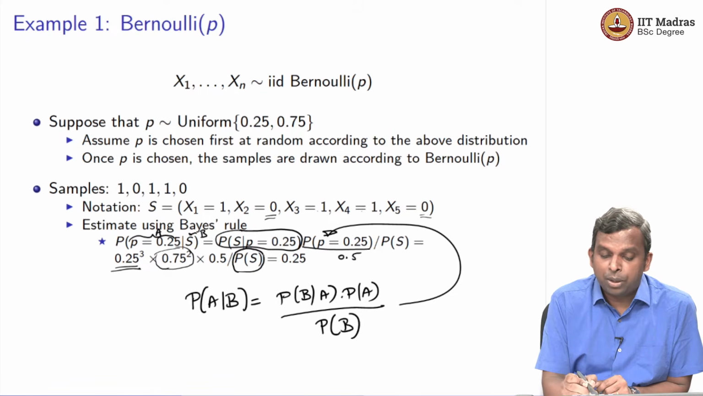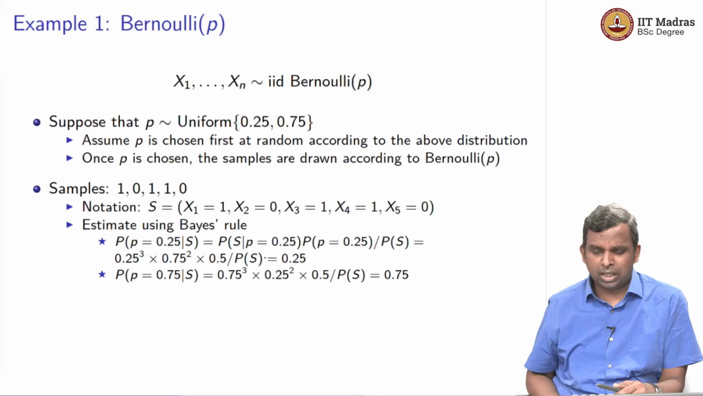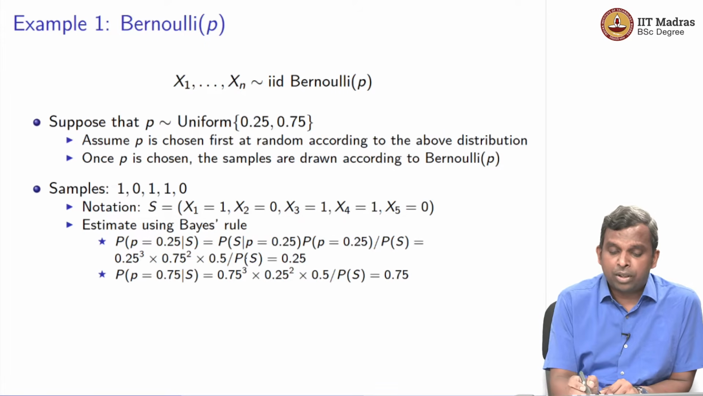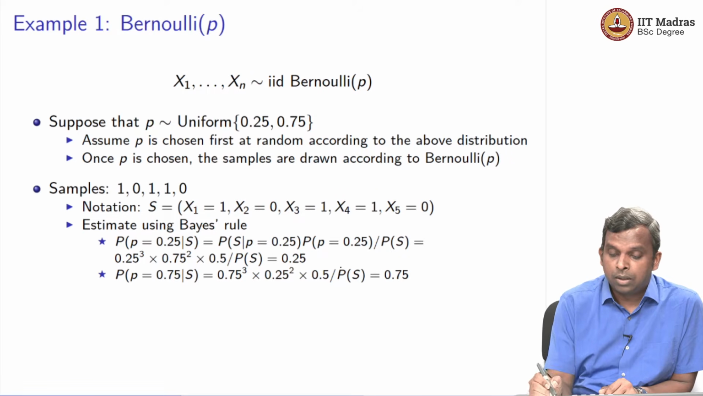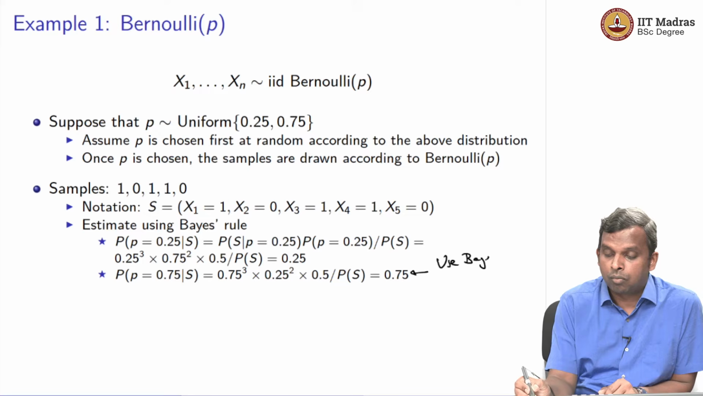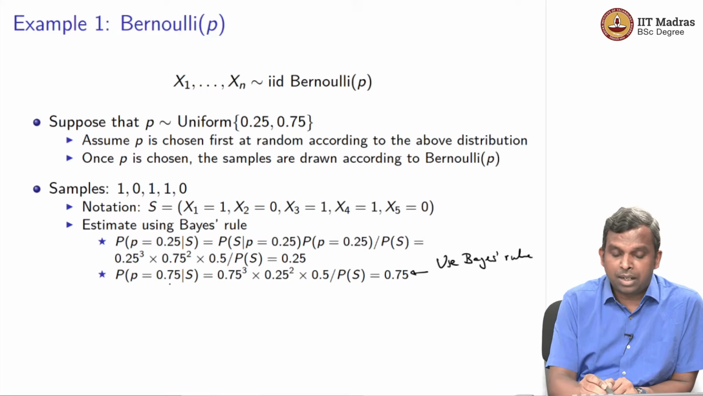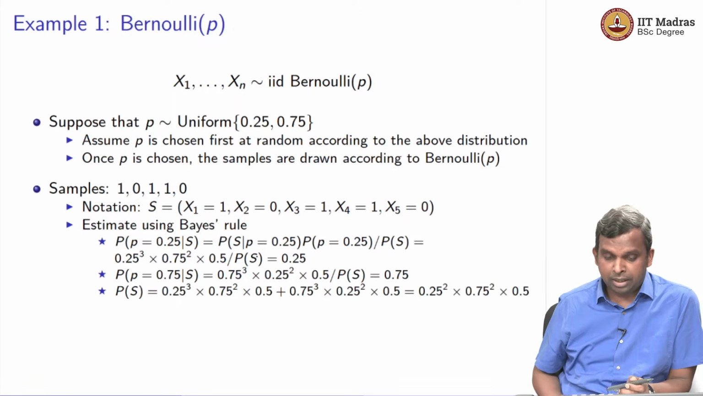So how do you find P of S? I will come to it in a little while. It's also quite standard. Before you find P of S, it's good to find the probability that P equals 0.75 given S. Again, you use the same Bayes rule. You get the same expression, except that because it's 0.75 for the probability of 1, you get 0.75 to the power 3 times 0.25 squared times 0.5, divided by P of S. So how do you find P of S? It shows up in both places, and that's not very hard.